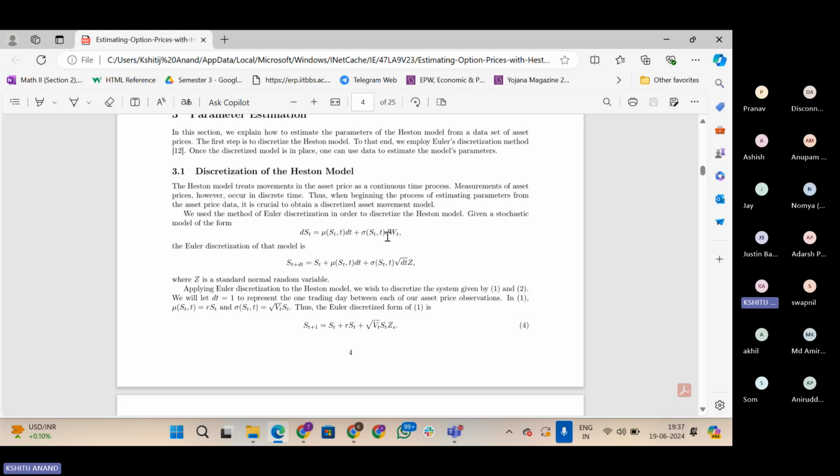Now this dWt is basically normally distributed, right? So you can write it as root dt into Z, where Z is a normally distributed variable with mean 0 and variance 1. Earlier it had a mean of 0 and variance of dt. Once we have converted it like this, it is easy for us to deal with the return part. So what is the return? Return is basically S(t+1) divided by S(t). This part is quite easy.